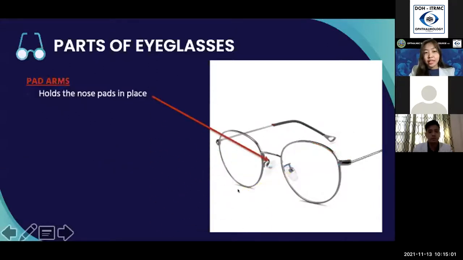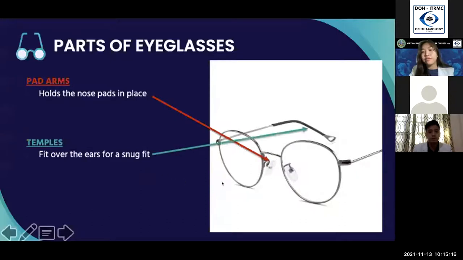Next part is the pad arms. The pad arms extend from the rims and hold the nose pads in place. They are adjustable to fit the natural shape of your face. Lastly are the temples. The temples are the long arms on the side of the frame that fit over your ears for a snug fit.